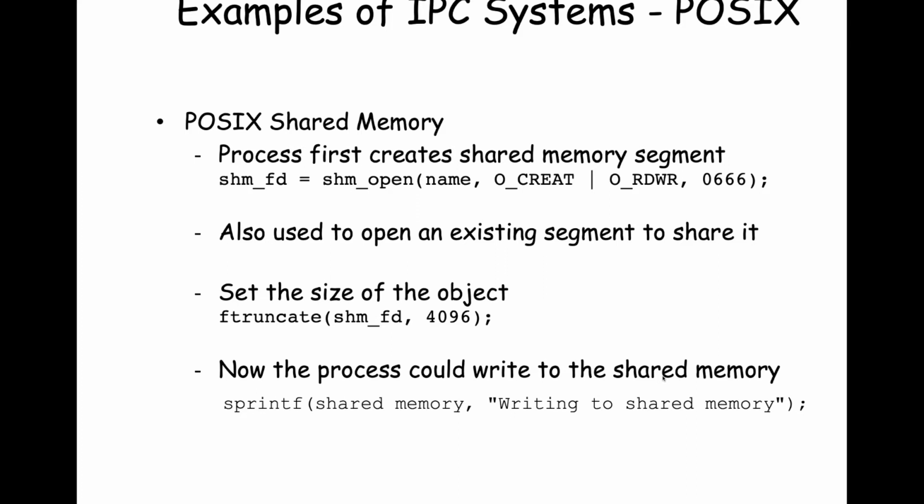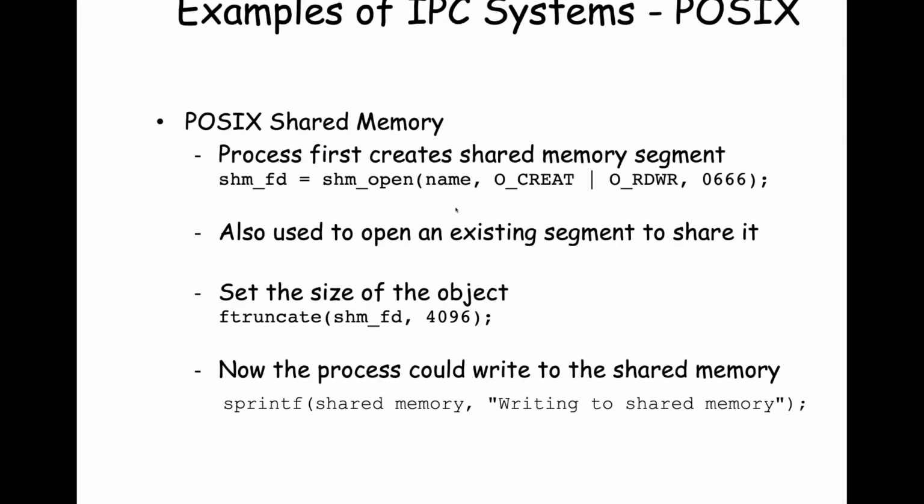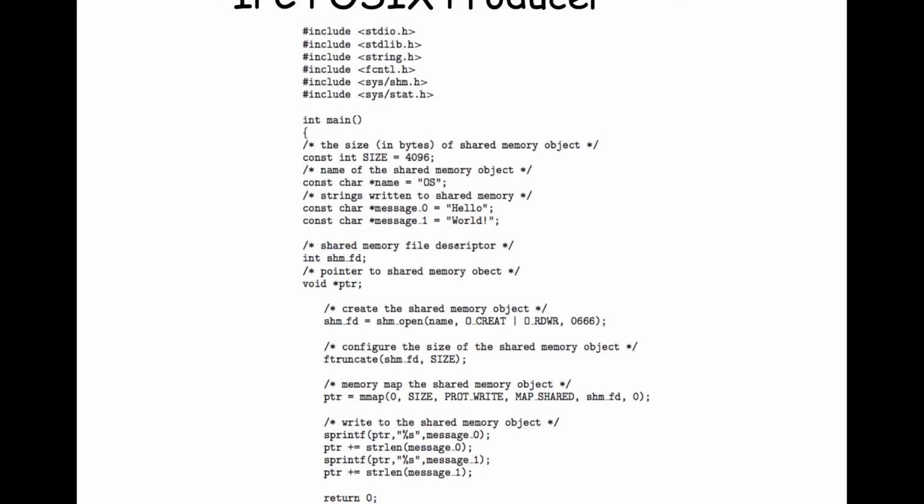read from shared memory. So here's an example of a producer that's going to populate shared memory with data. We start out here and we set a size and we set a name. In this case, the name is going to be OS. We have two messages, hello and world. And then we create a variable for our file descriptor. And then we set a pointer to nothing, a void star, so it can point to anything.